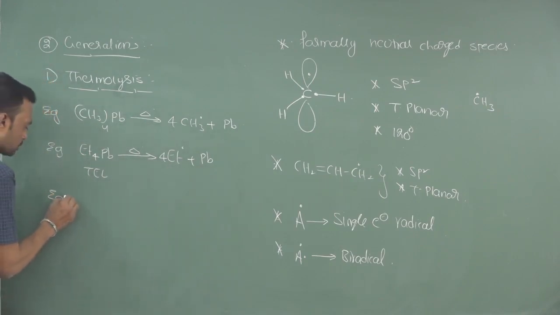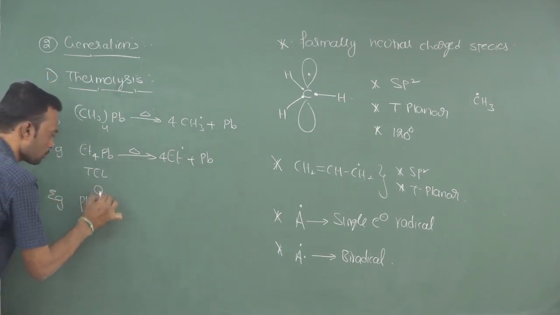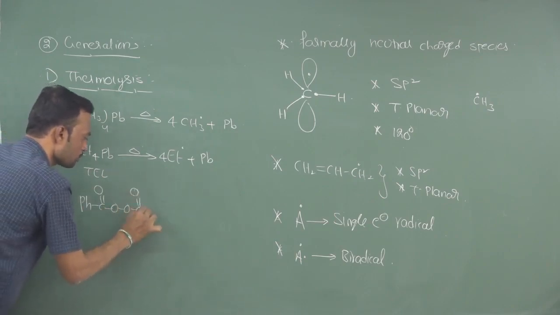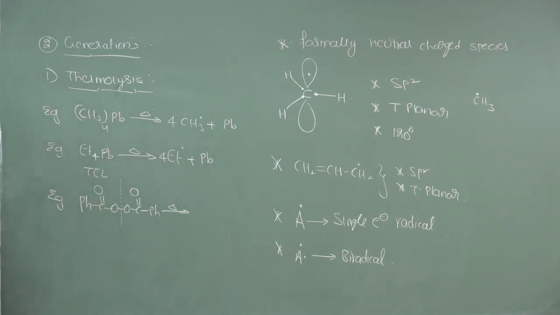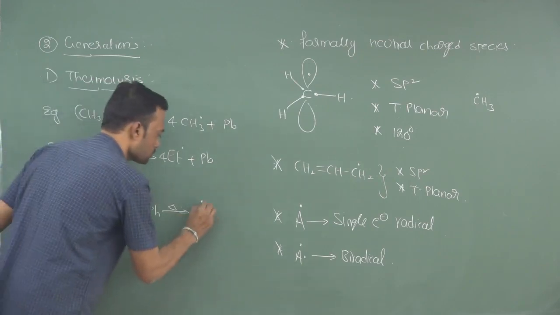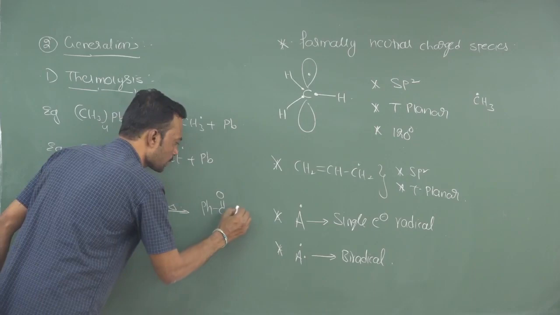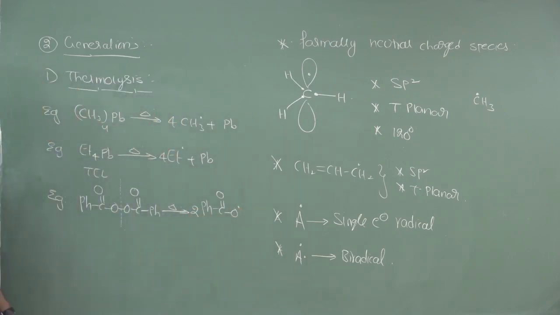Okay. Next, we can also use benzoyl peroxide. See, this is called benzoyl peroxide. On thermal heating, can I break this? Benzoyl peroxides are highly sensitive to thermal conditions. How many benzoyl radicals are we going to extract? Benzoyl peroxide gives radicals like this.